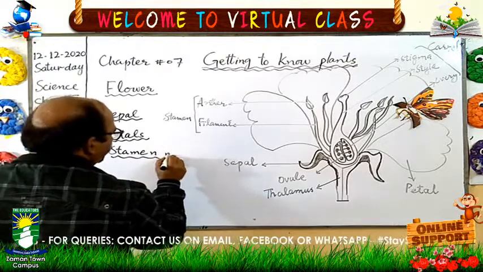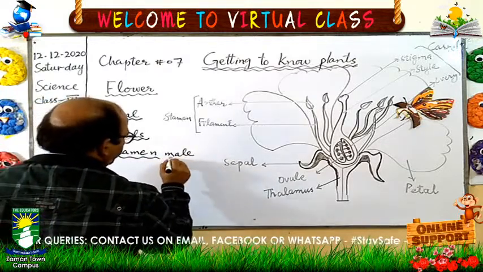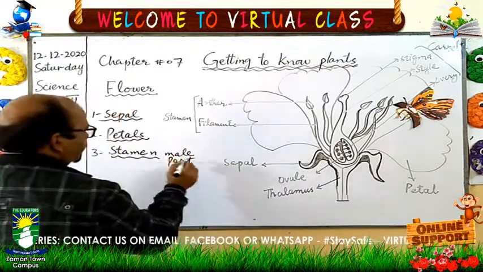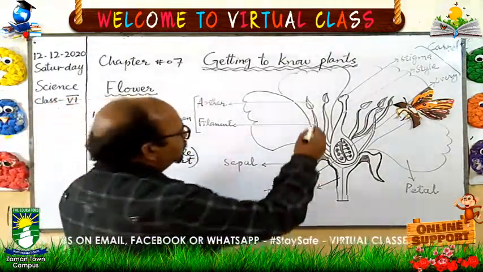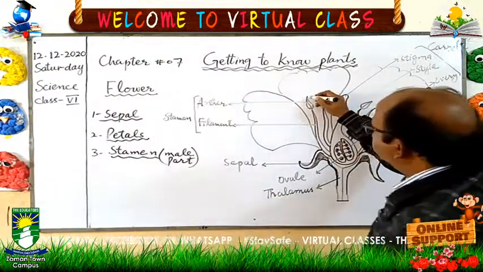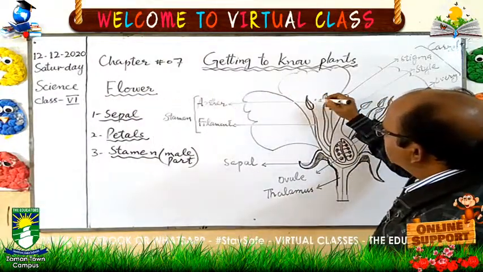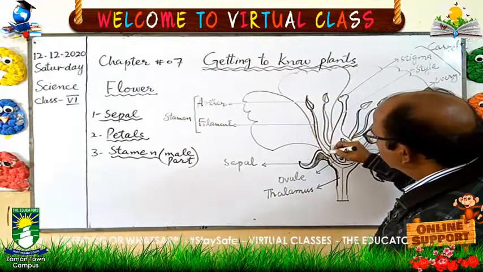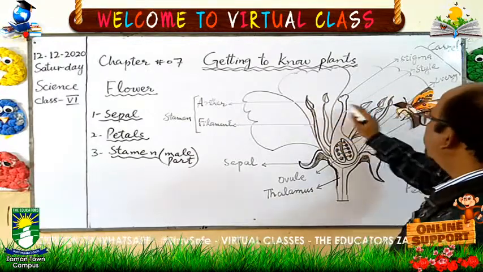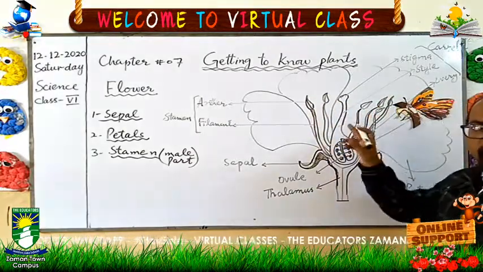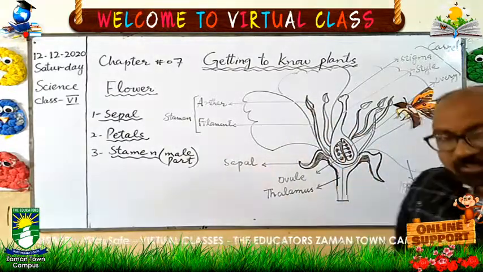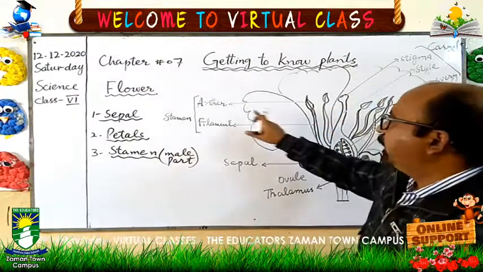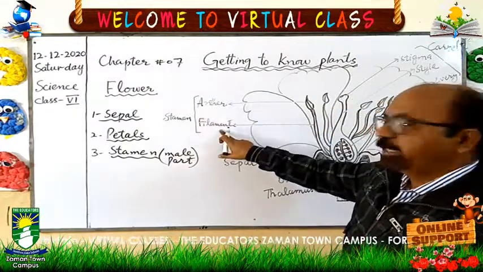Stamen is the male part of the flower. Now I am going to tell you, this one is called stamen. These are different stamens present on one flower. Stamen is further divided into two parts: one is the anther and the other is the filament.